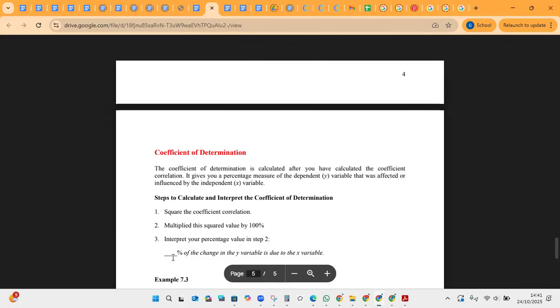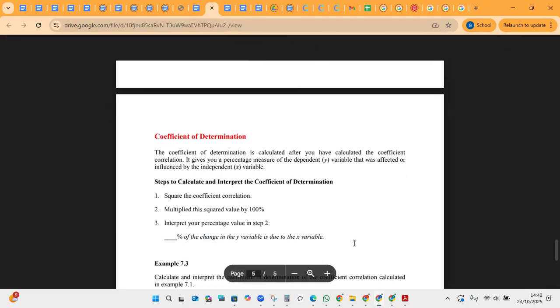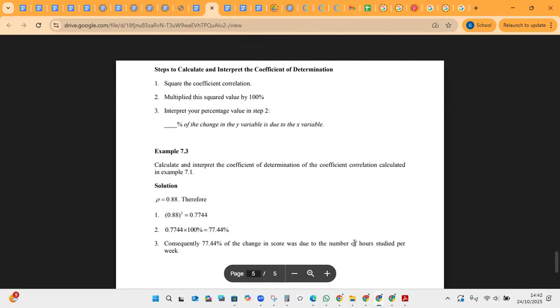It goes as follows: the percentage of the change in the Y variable is due to the X variable. So what percentage of that change that occurred in the Y variable is due to the X variable? The coefficient of determination gives you an idea. Here you have an example. Spearman's correlation coefficient was squared, multiplied by 100% to give you 77.44%. Consequently, it says 77.44% of the change in score was due to hours of study.